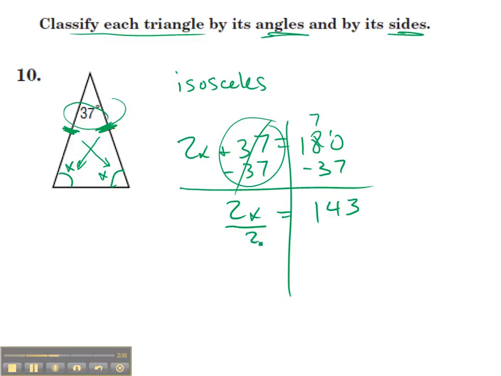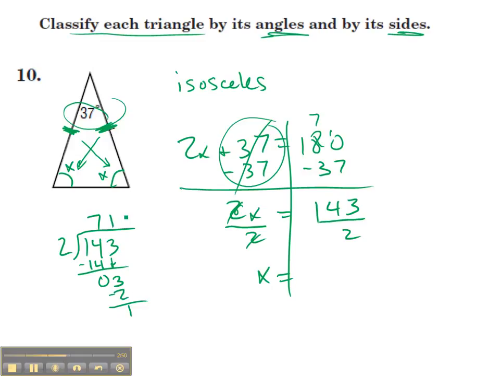Divide both sides by 2. That's 1x, or just x, equals 143 divided by 2. 7 2s are 14. Subtract, you get 0. Bring down the 3. 1, 2, and 3. We have a remainder of 1, so 71 and 1/2, or 71.5 degrees.